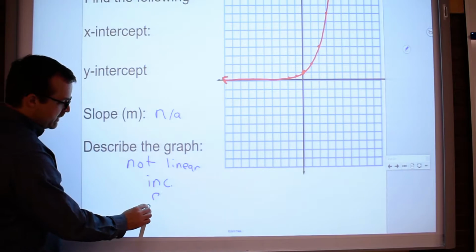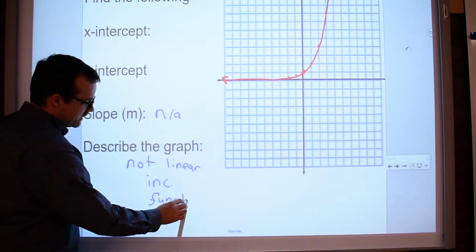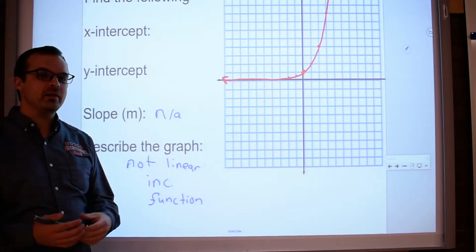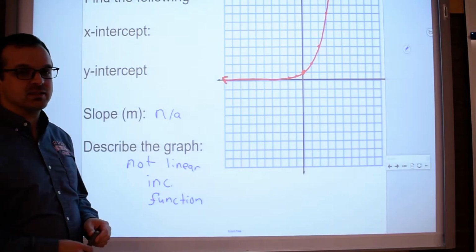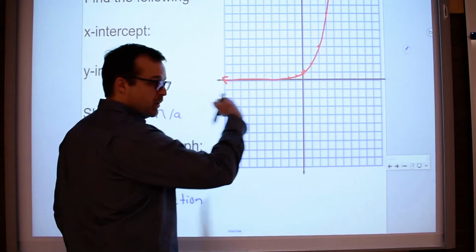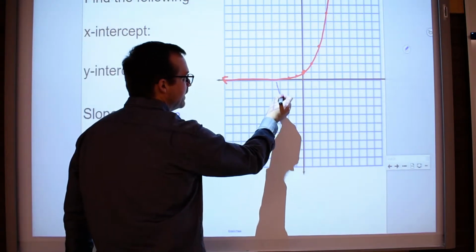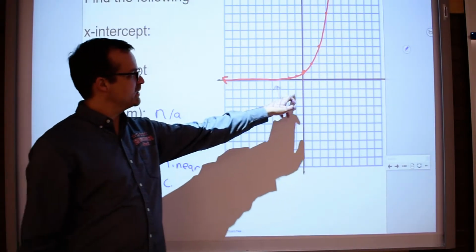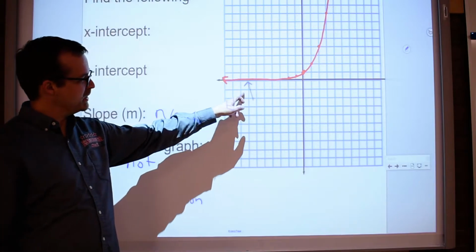It's still a function because it passes the vertical line test, right? And so let's get into the nitty-gritty here. X-intercepts. X-intercepts, again, are when the graph passes the x-axis. Now, I know this is kind of a sketchy line here, but it doesn't look like it actually ever crosses the x-axis. It looks like it kind of just starts touching the x-axis, but it actually doesn't.